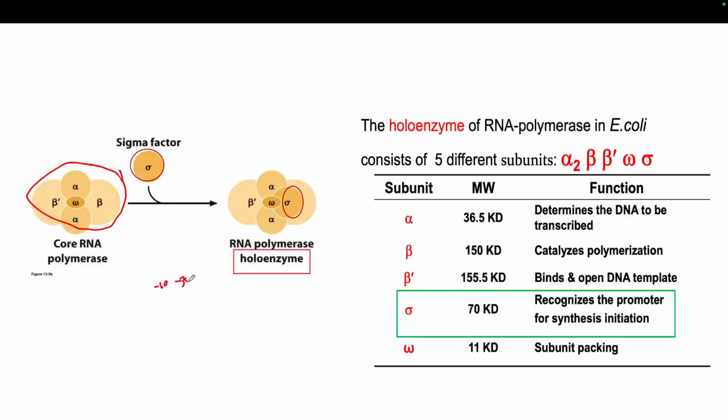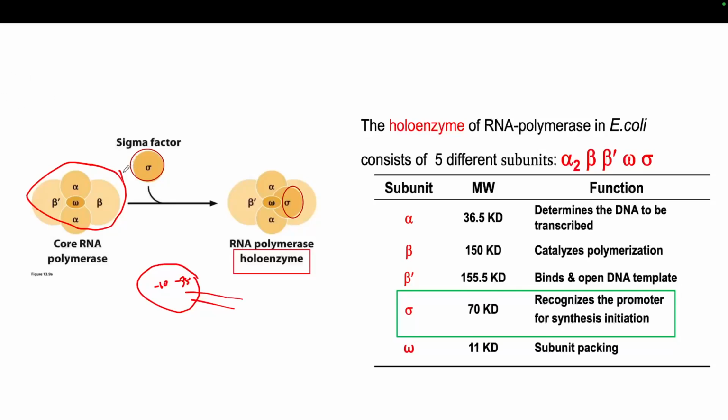Okay, so this sigma factor will firstly search for this sequence in the DNA. Once the sigma factor finds this sequence, the RNA polymerase will go and sit on this particular sequence and start the initiation of RNA. Without this sigma factor, this subunit can synthesize RNA, but not at the proper place. So for RNA to be synthesized at the proper place, the sigma factor is required.